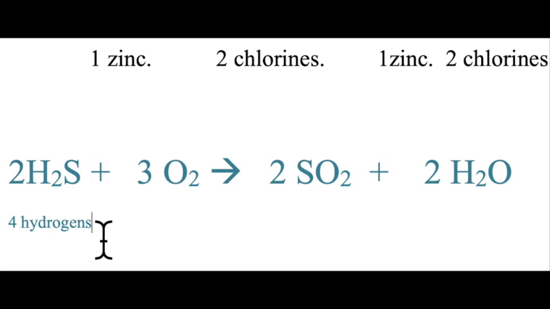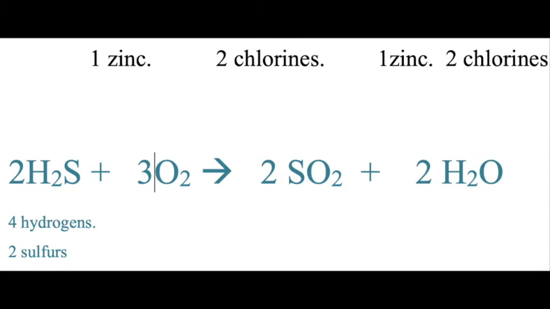Now, if I was to look at how many sulfurs I have, see there's an S here for sulfur, but there's an understood little subscript of 1, even though it's not there. So I have 2 times 1. So 2 times 1 is 2 sulfurs. Now look at the next one.